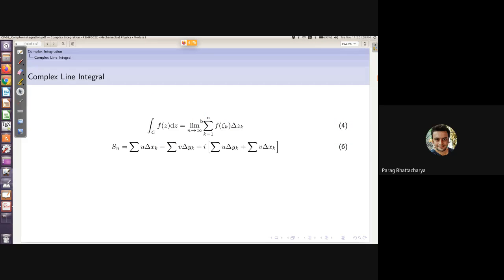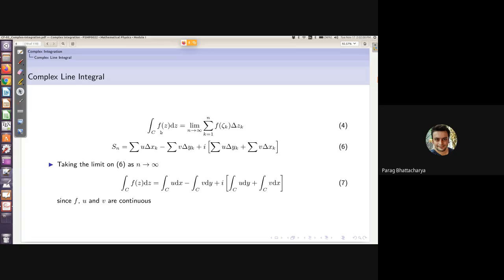Now going back to this, we have equation number 4, and this we call equation number 6. So now all we need to do is just take the limit, because after all, what is this Sn? This is a finite sum. As limit as n tends towards infinity of Sn, this is nothing but the line integral of the function over C. So you take the limit on both sides of this equation number 6.